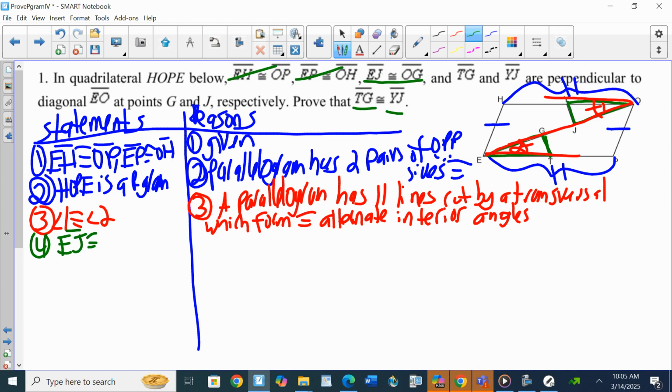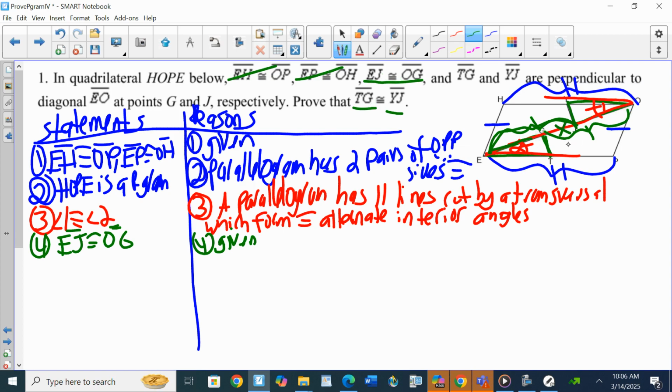EJ is congruent to OG. Given. Now EJ and OG, that's part of what I want. When I have part of what I want, that's when I use addition or subtraction. I have too much. I need to get rid of something, so I'm going to use subtraction. It's almost always reflexive. What do I need to get rid of to get the side that I want?